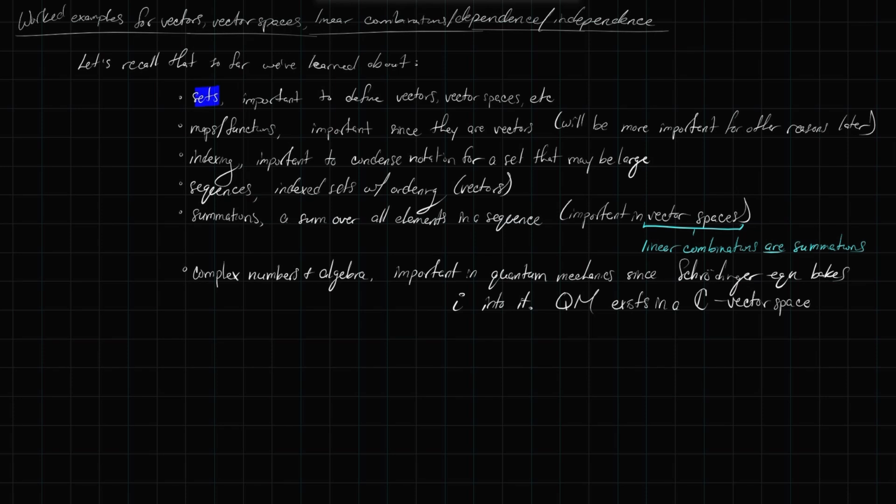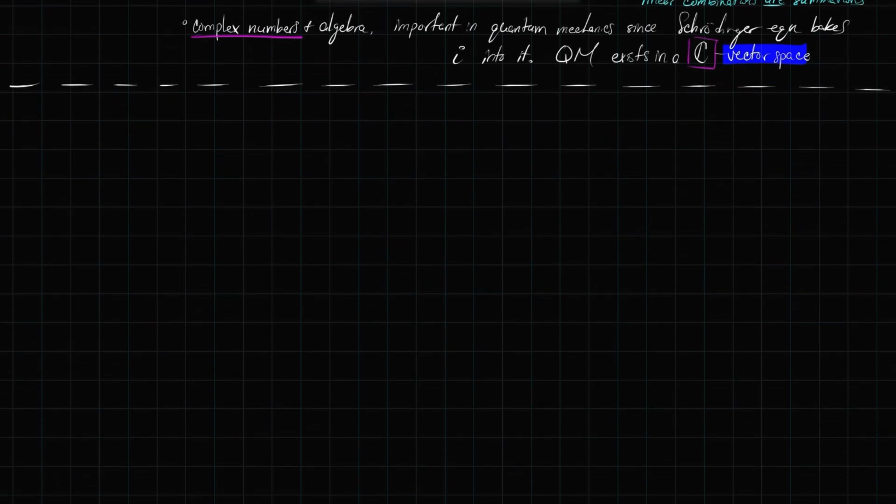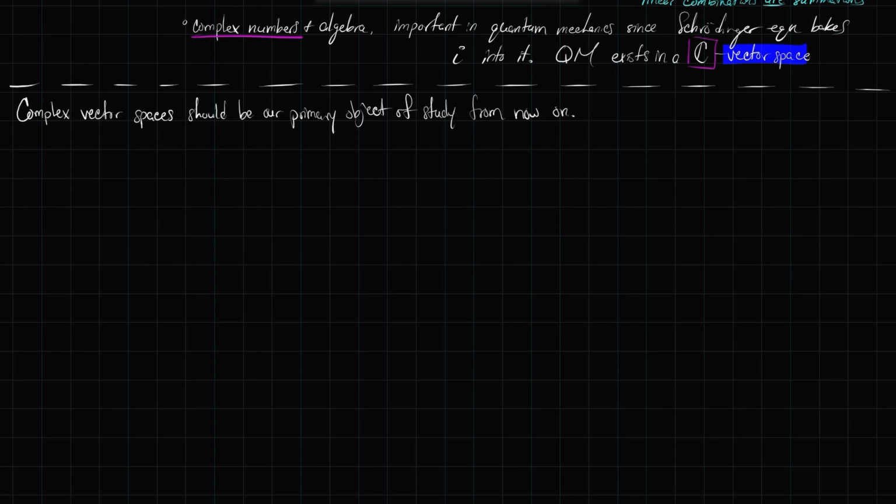A lot of these earlier ideas, sets, maps, functions, indexing, sequences, summations, are all sitting around to construct the vector space for me, and the complex numbers are there so that we know how to use this particular complex vector space. That's everything we've covered so far. And so complex vector spaces, along with the Schrödinger equation, should be the primary object of study for most of the rest of the semester. So from now on, you should really only be thinking about complex vector spaces.